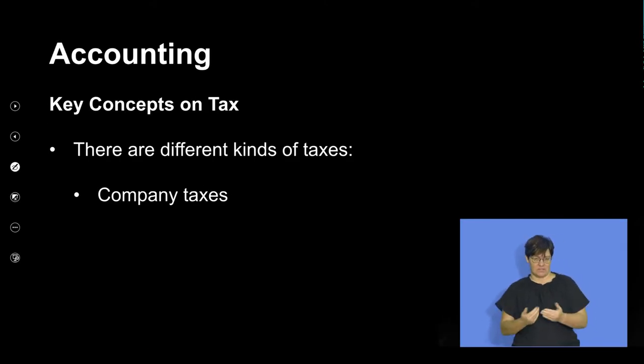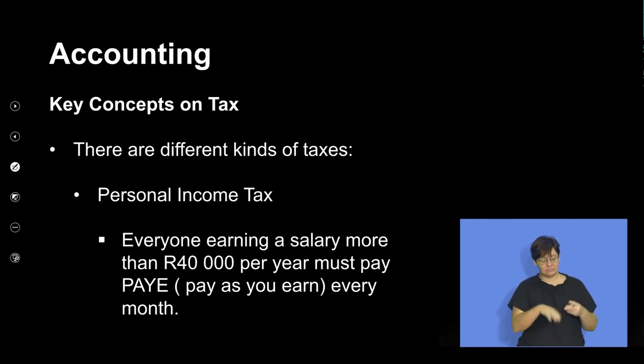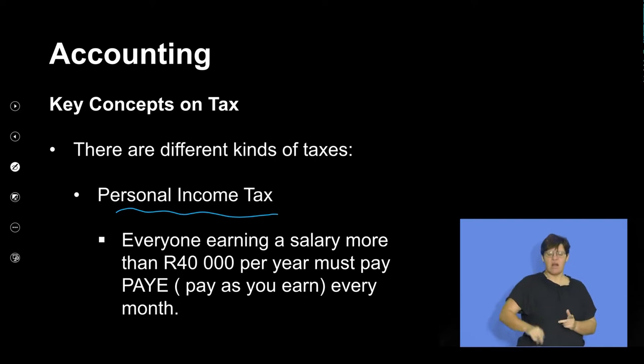Now there are different types of taxes that we are subjected to. And let's go through each one of them so that we understand exactly what are the taxes that we pay. Obviously, this is company tax, which is levied on all companies in South Africa, right? Then you get personal income tax. Everyone that earns a salary of more than 40,000 per year. Obviously, this figure is adjusted from time to time. You're not expected to know that figure.